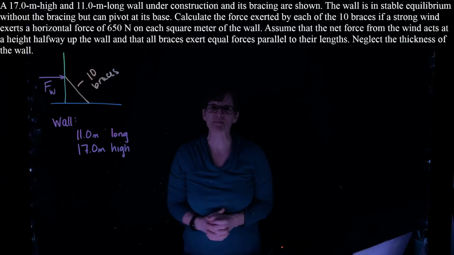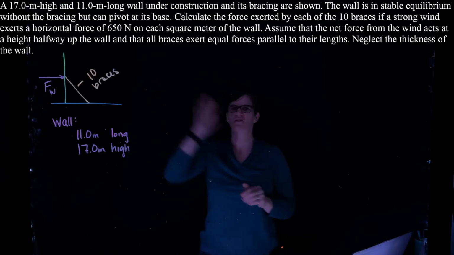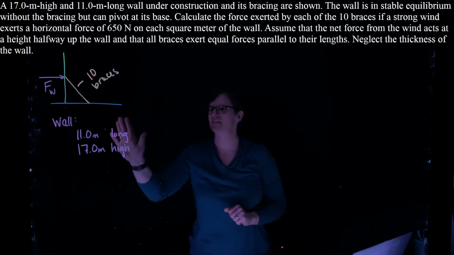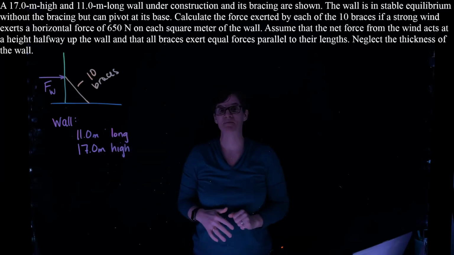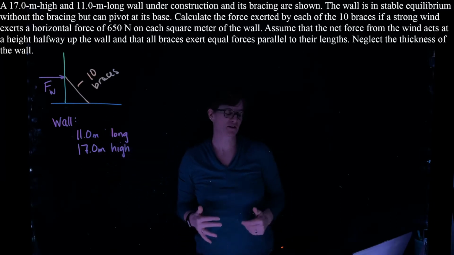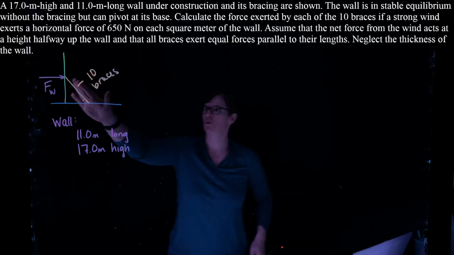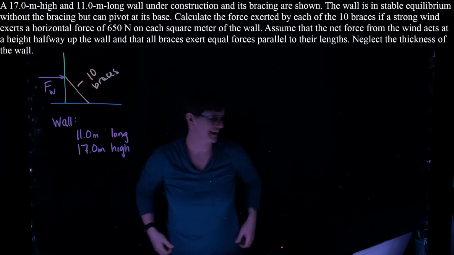All right, so this practice problem is going to look at the construction of a wall. So imagine that we have a 17-meter high, 11-meter long wall, and it's under construction, and it's braced as shown. So there are these 10 braces along the length of that wall.